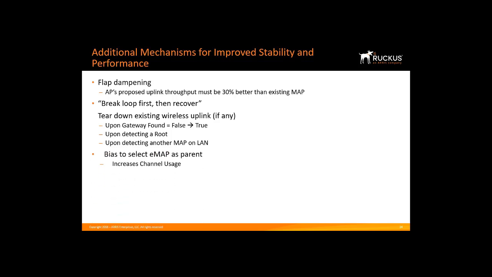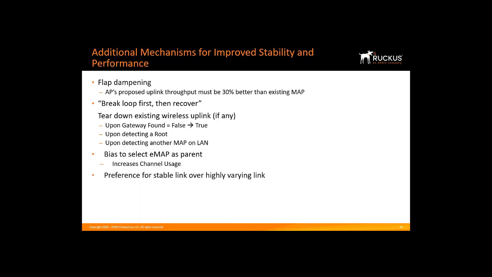While evaluating different paths, the AP will always bias a selection towards the eMAP. This increases channel diversity and increases the overall mesh capacity by having an AP with another channel set. In making path selection decisions, the AP will always bias and select an eMAP as a parent over a MAP. This increases channel usage by creating more channel diversity, which increases overall mesh capacity.